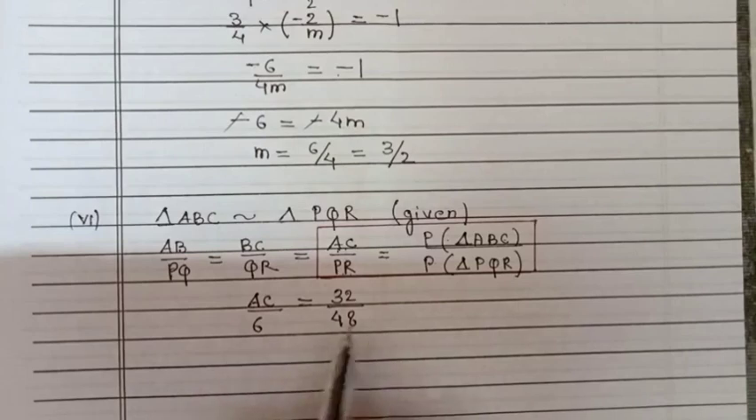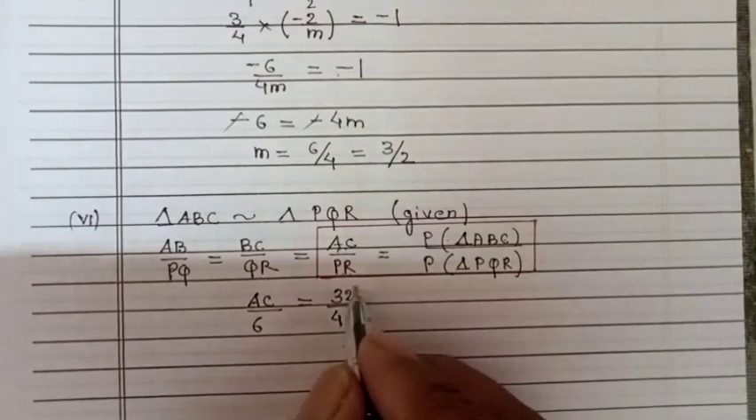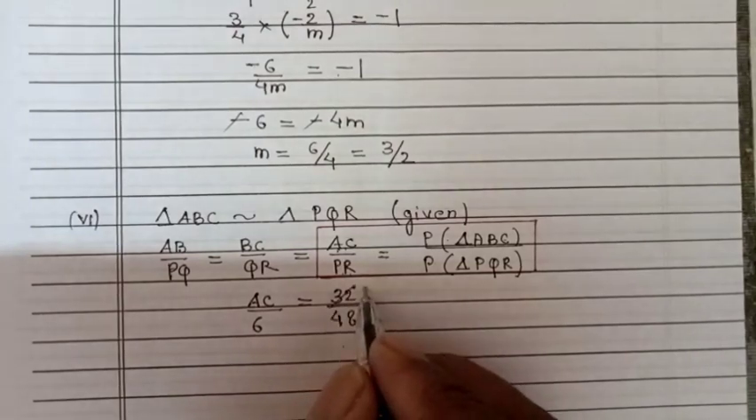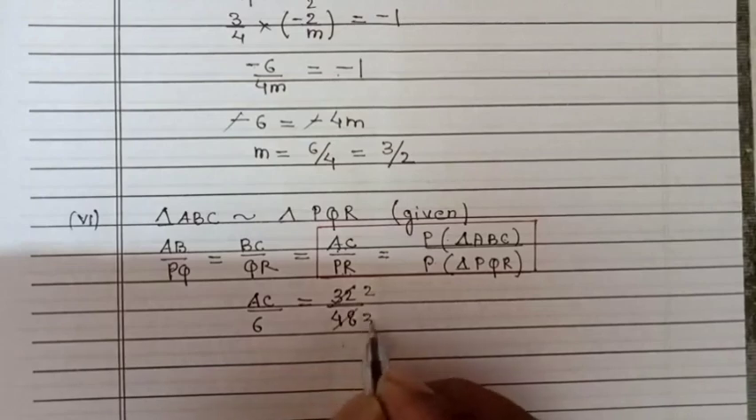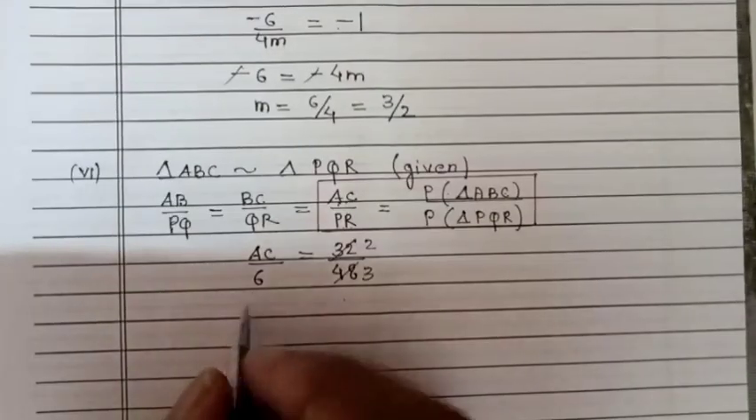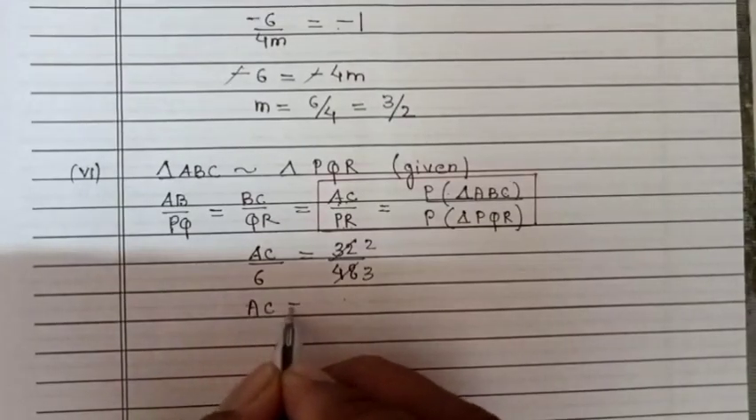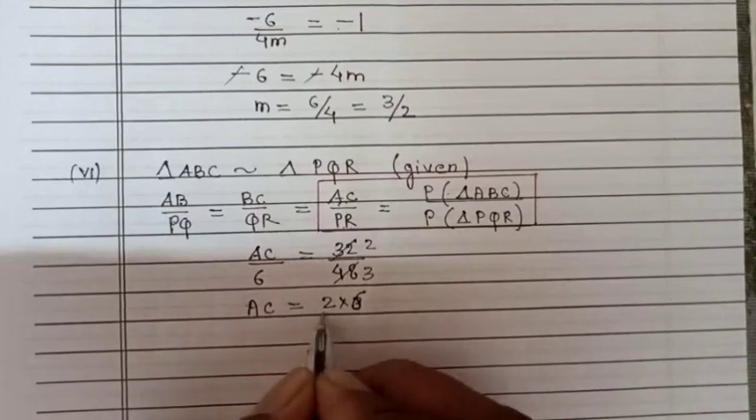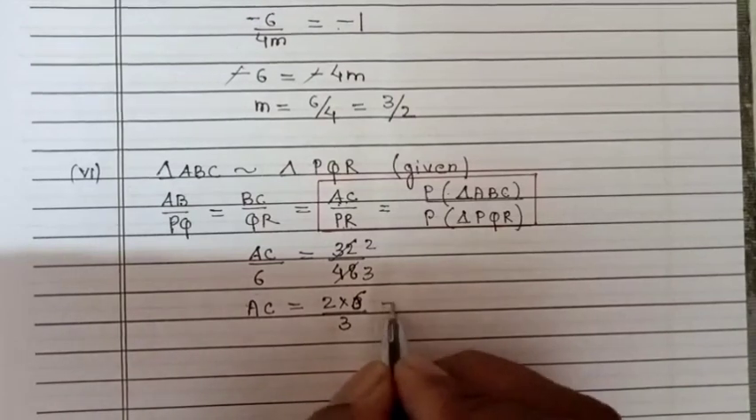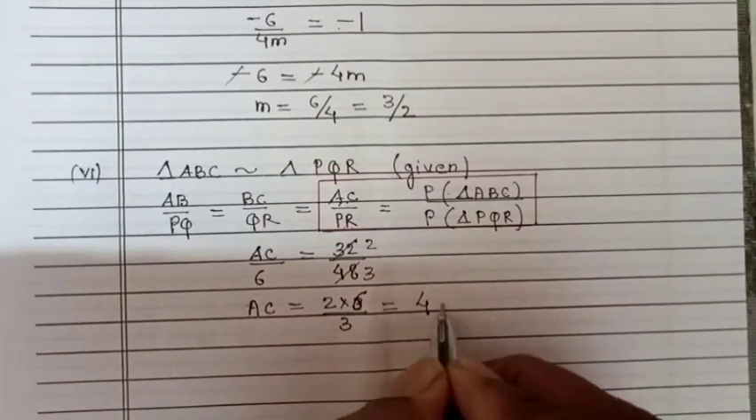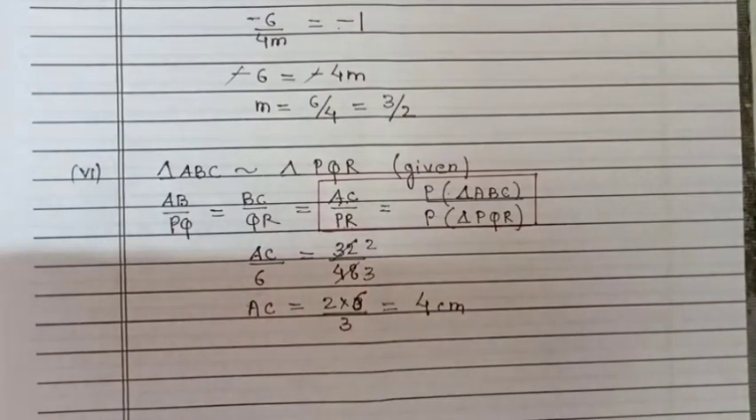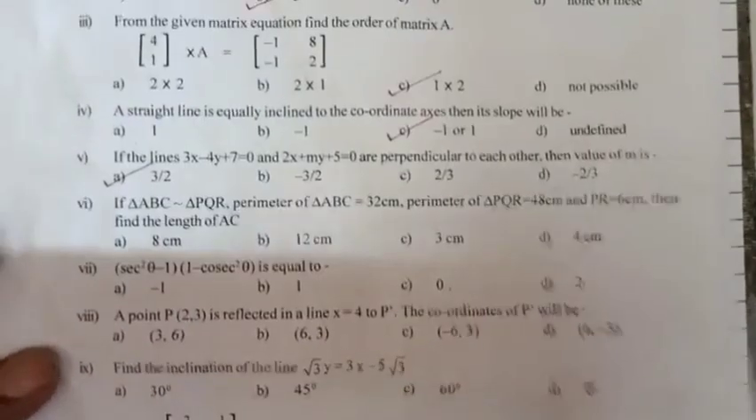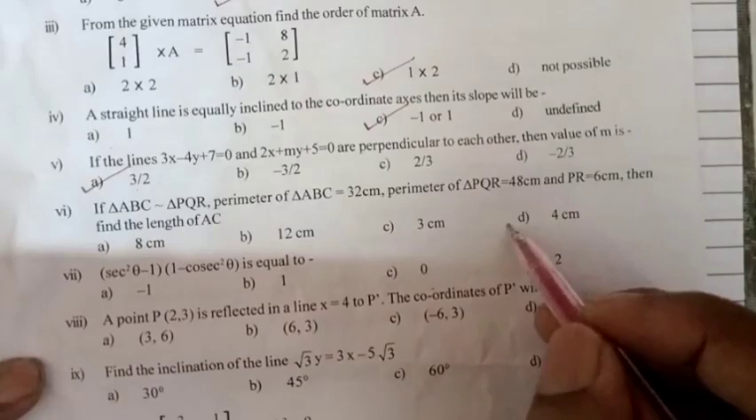So in this portion we have substituted the given values. Let this be reduced by 16. So when you cross multiply, you are getting AC is equal to 2 into 6 upon 3. So when you reduce it, you are getting AC is equal to 4 centimeter. So in this one, our option will be D.